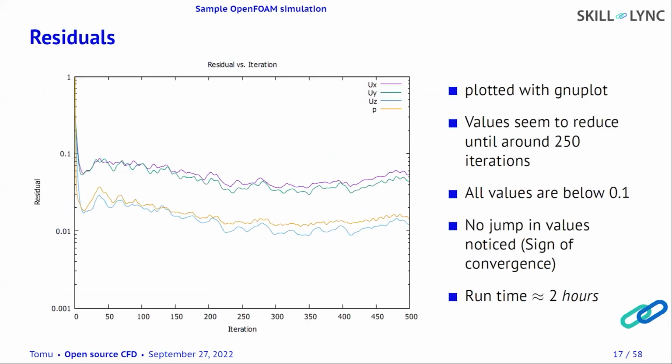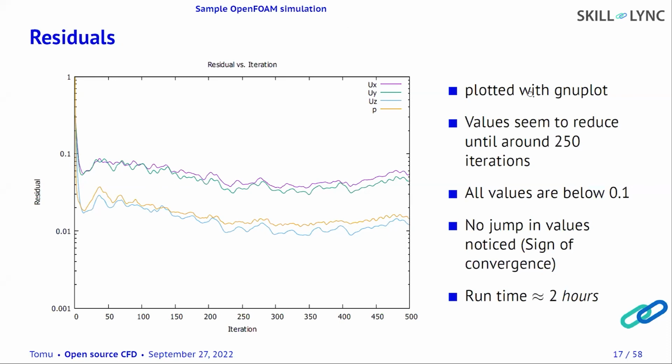So this is the residual plot we obtained from this simulation. Here you can see the different fields. UX, UY, UZ are the components of velocity. The residuals essentially mean the error between successive iterations. Between 2 iterations, the error is seen to be reduced, but you can see after 200 or around 250 iterations, it has reached the lowest value. After 250, it is just fluctuating between 2 values. This is actually a sign of convergence. If we see such a trend in your residual plot, then you can stop your simulation.